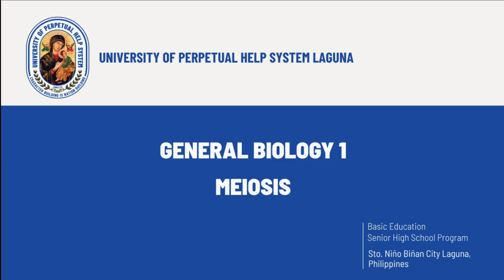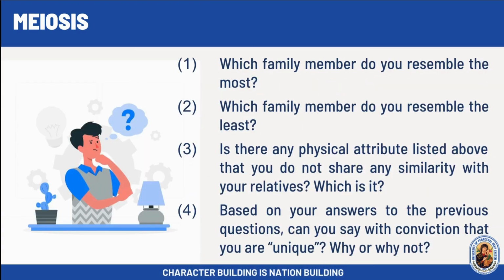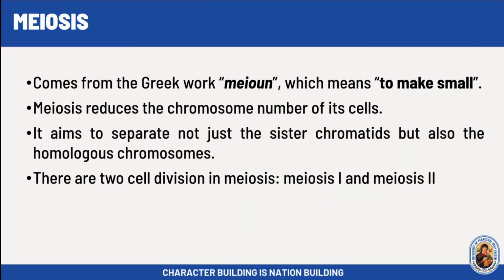In the last lesson, we discussed the cell cycle and mitosis, how it functions and its main purpose. In today's video, we'll be discussing meiosis, another type of cell division, but this only happens in what we call gametes. So, meiosis is a kind of cell division that only happens in gametes. It comes from the Greek word meion, which means to make small.